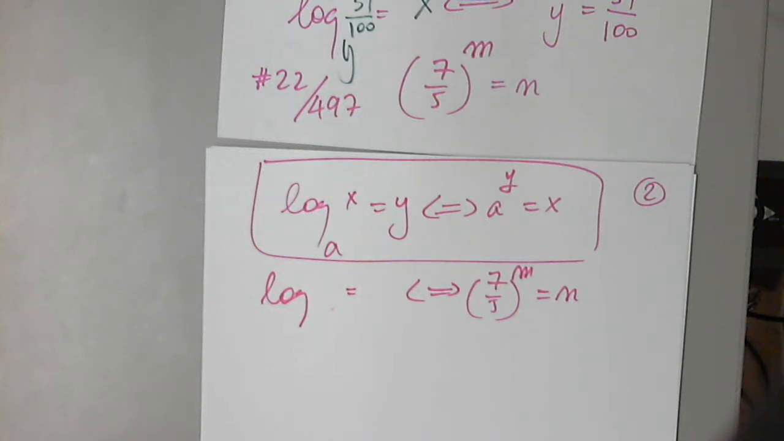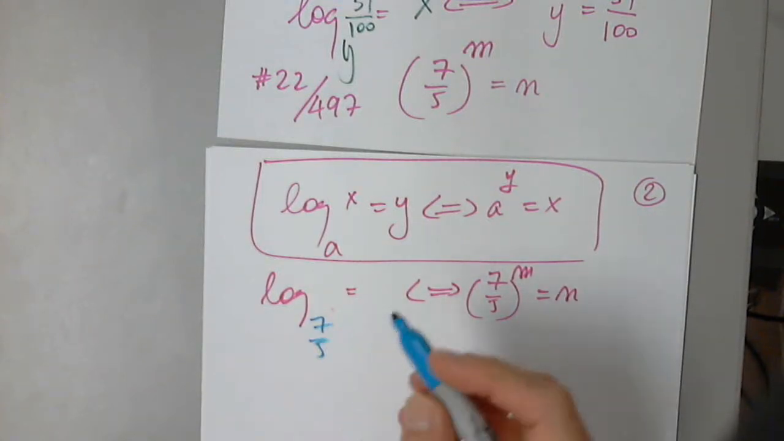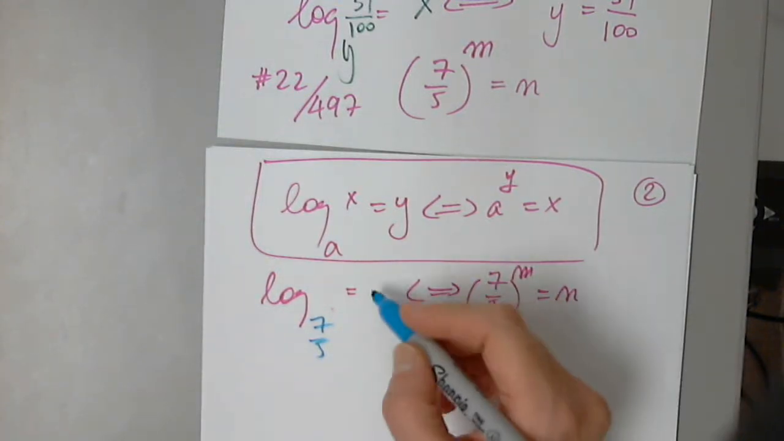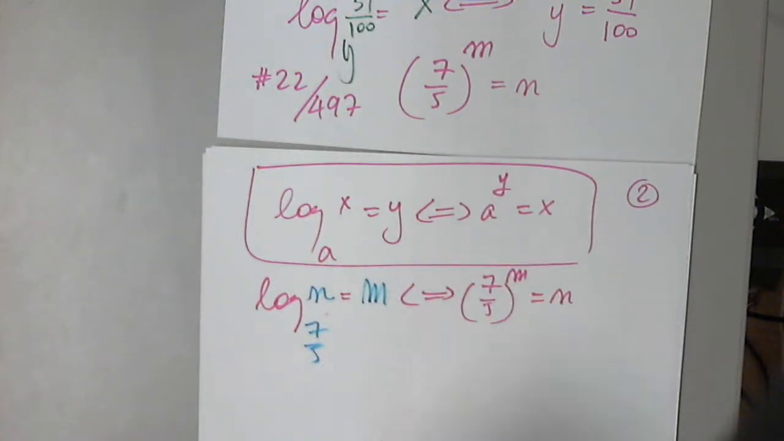So, what would you say? So the base is 7/5, very good. 7/5 is raised to m, and the number is n. Very good. Perfect.